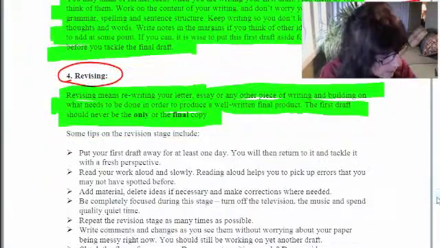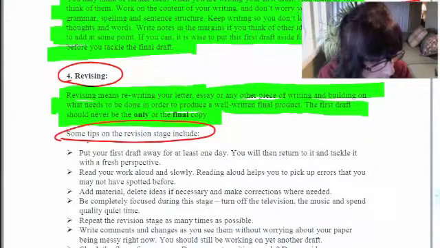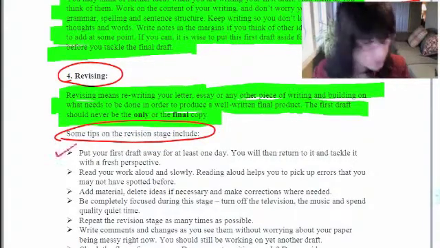So now you have the first draft, now you're revising. Now what does it mean to revise? What are some tips on revision? And I've outlined quite a few. So here are the tips on this stage of writing.